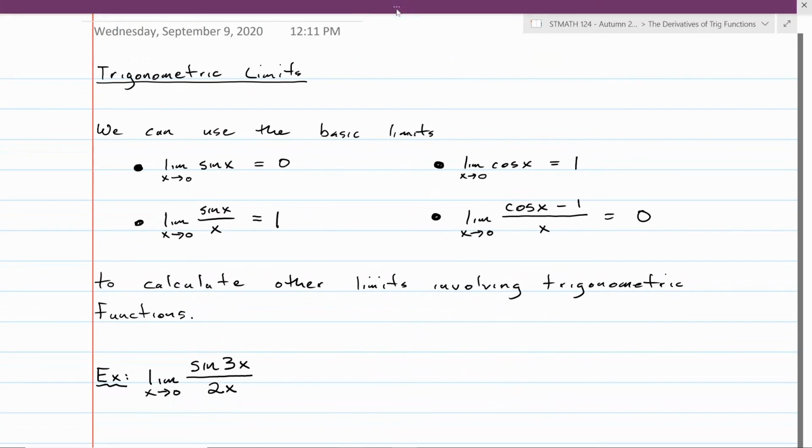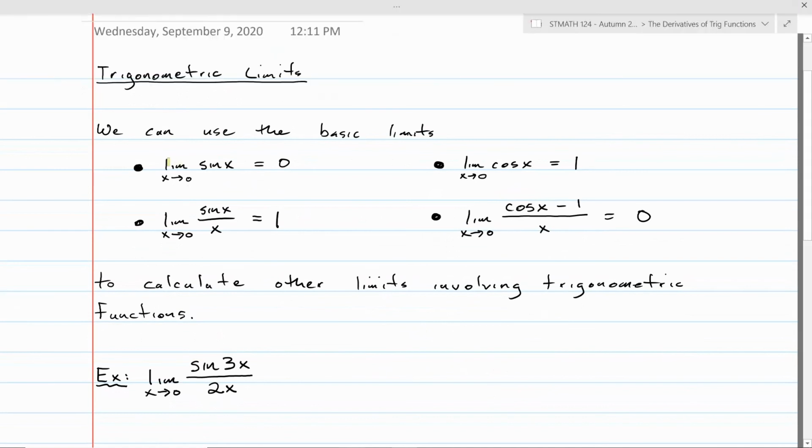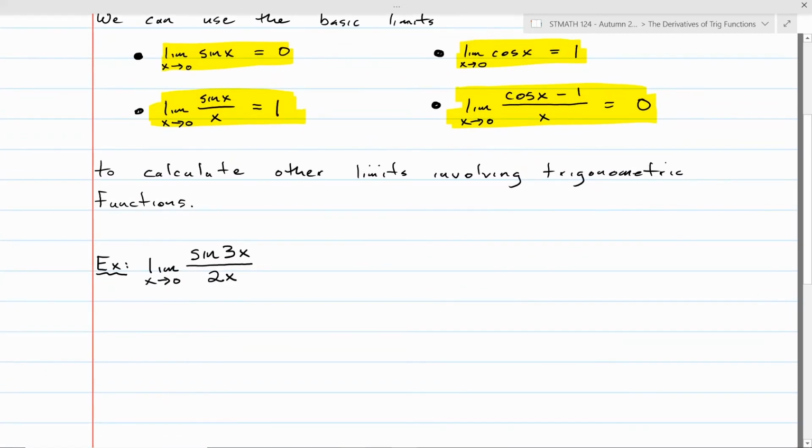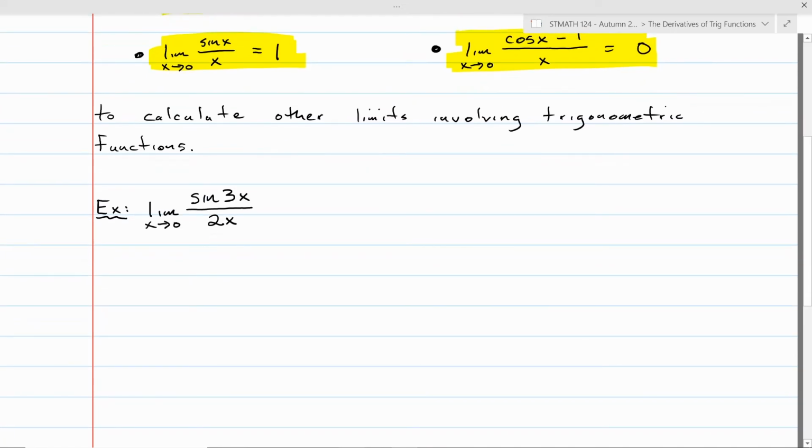In particular, these 4 limits that I'm shading in yellow here. We already knew that the limit as x approaches 0 of sine of x is equal to 0, and we already knew that the limit as x approaches 0 of cosine of x is equal to 1. So basically direct substitution. And then we just learned these next 2 limits. The limit as x goes to 0 of sine x over x equals 1, and then this last one. So let's see if we can put some of this together to calculate limits involving trig functions.